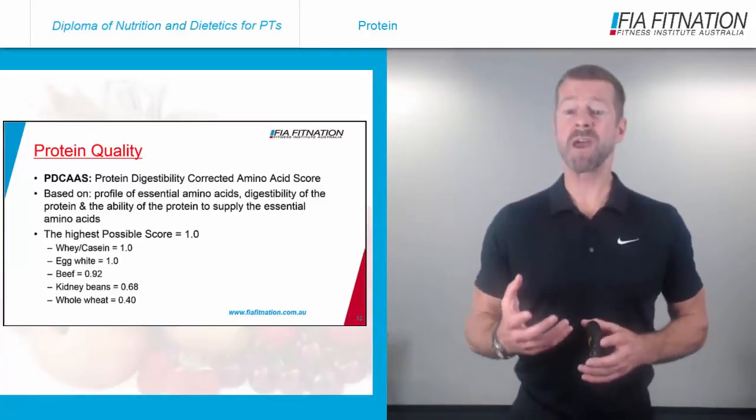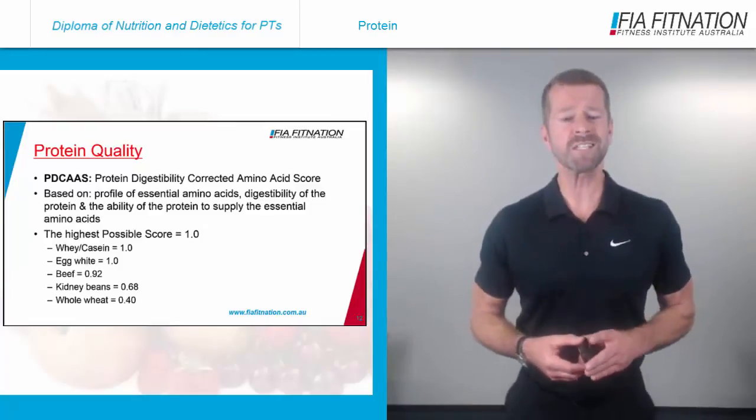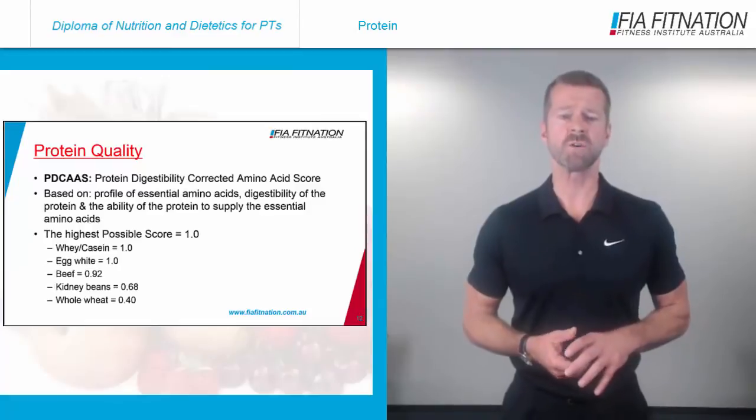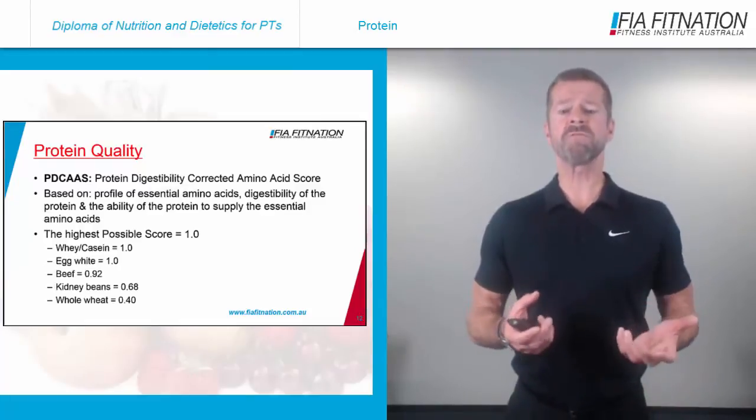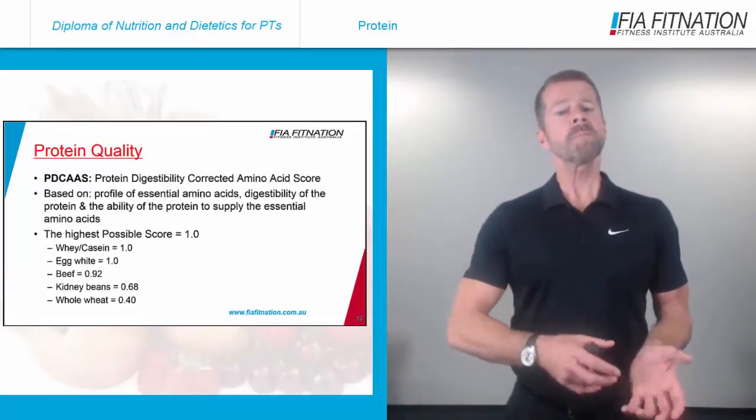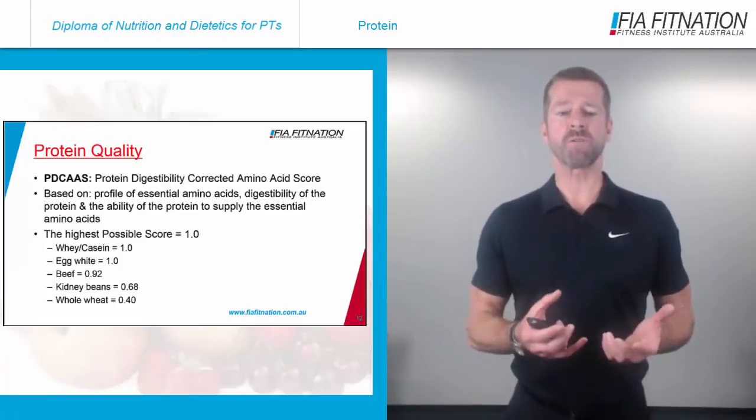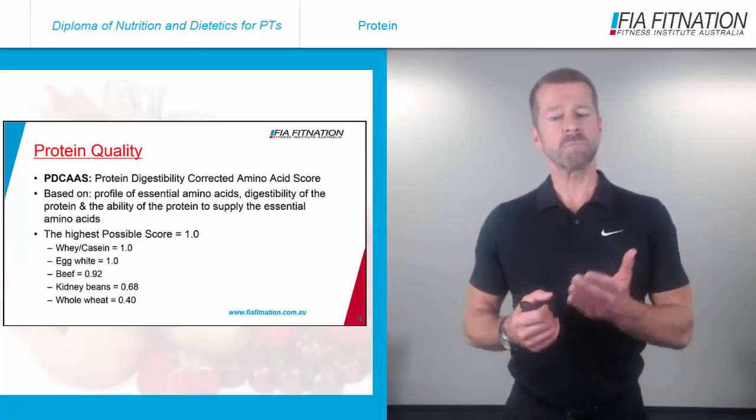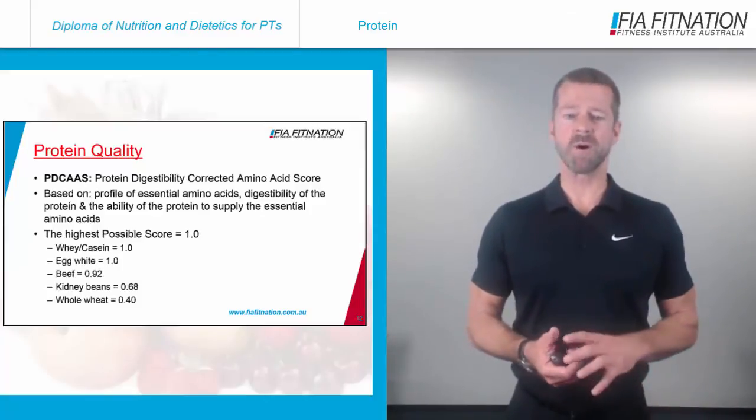that's used primarily nowadays is what's called PDCAAS, or the Protein Digestibility Corrected Amino Acid Score. And this is based on the profile of the essential amino acids within the protein that you're consuming, as well as the digestibility of the protein. And therefore, what we're looking at is the ability of the protein to supply all the essential amino acids.